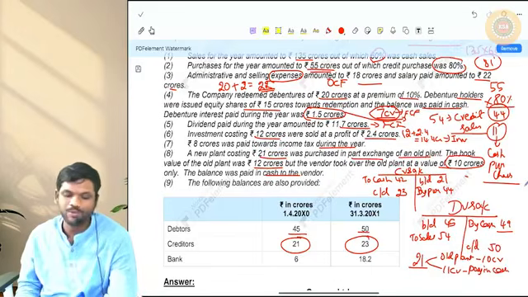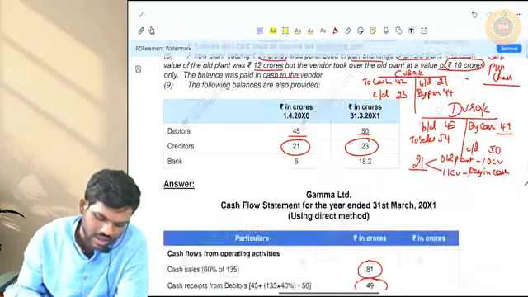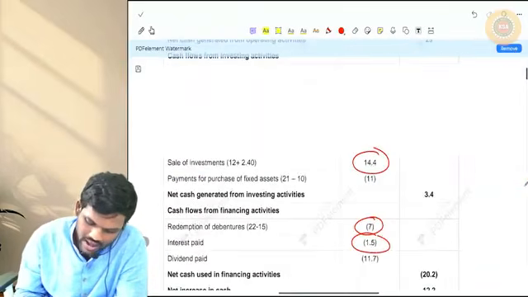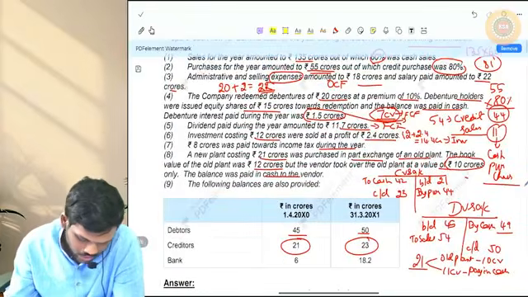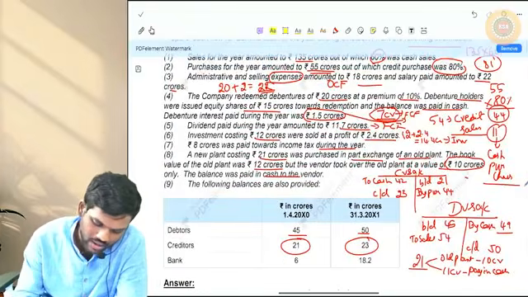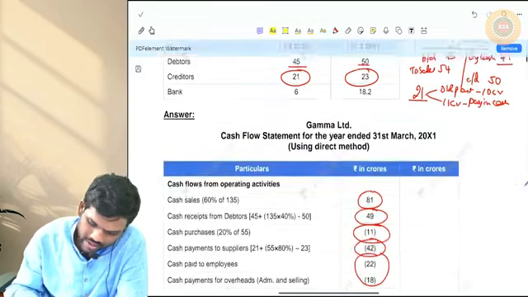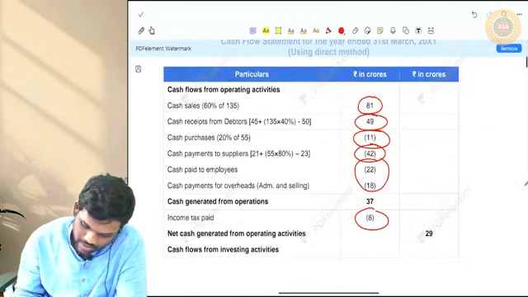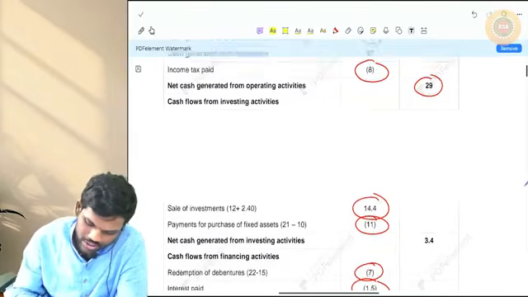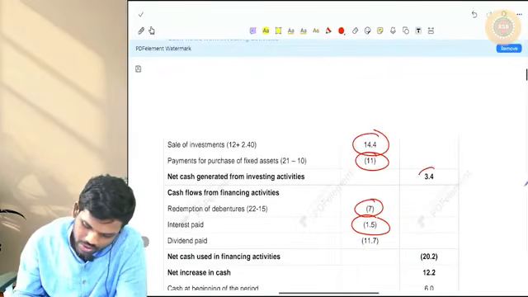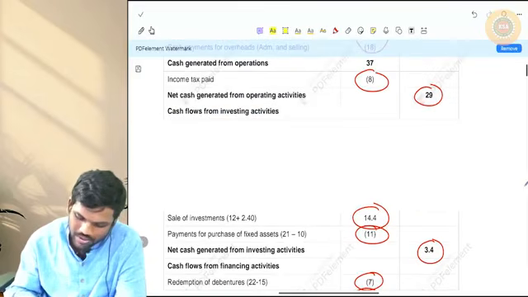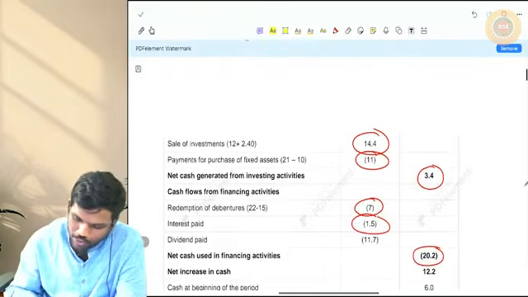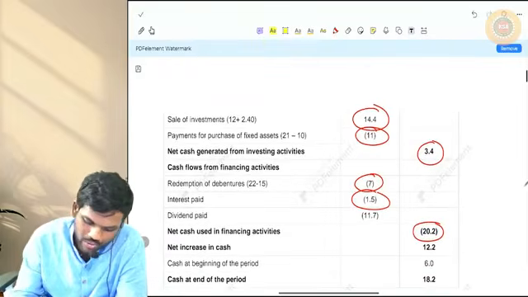So this is the cash paid for purchase of machinery, which will come as a part of investing activities. We're almost done. These are all the adjustments, and now you know your operating activity is coming to 29 after all this addition and subtraction. Your investing activity is coming to 3.4, your financing activity is coming to minus 20.2. So net it is 29 plus 3.4, 32.4, minus 20.2, it will be 12.2.